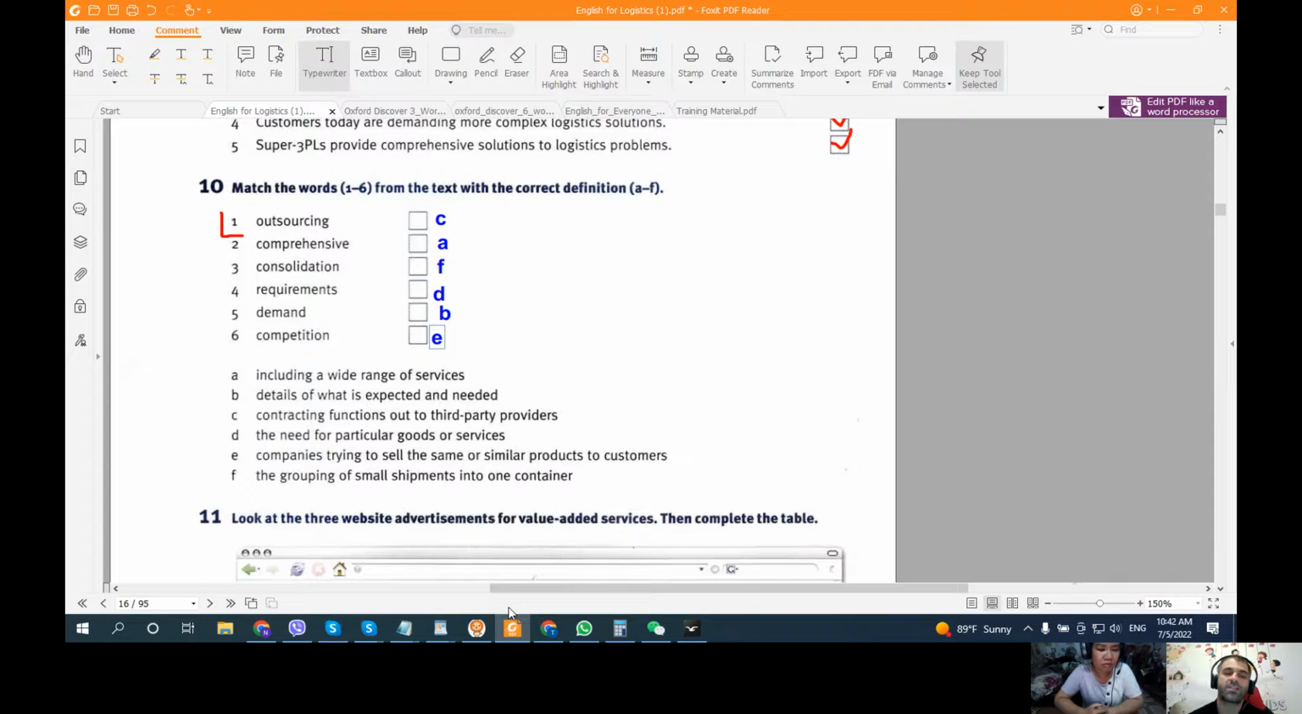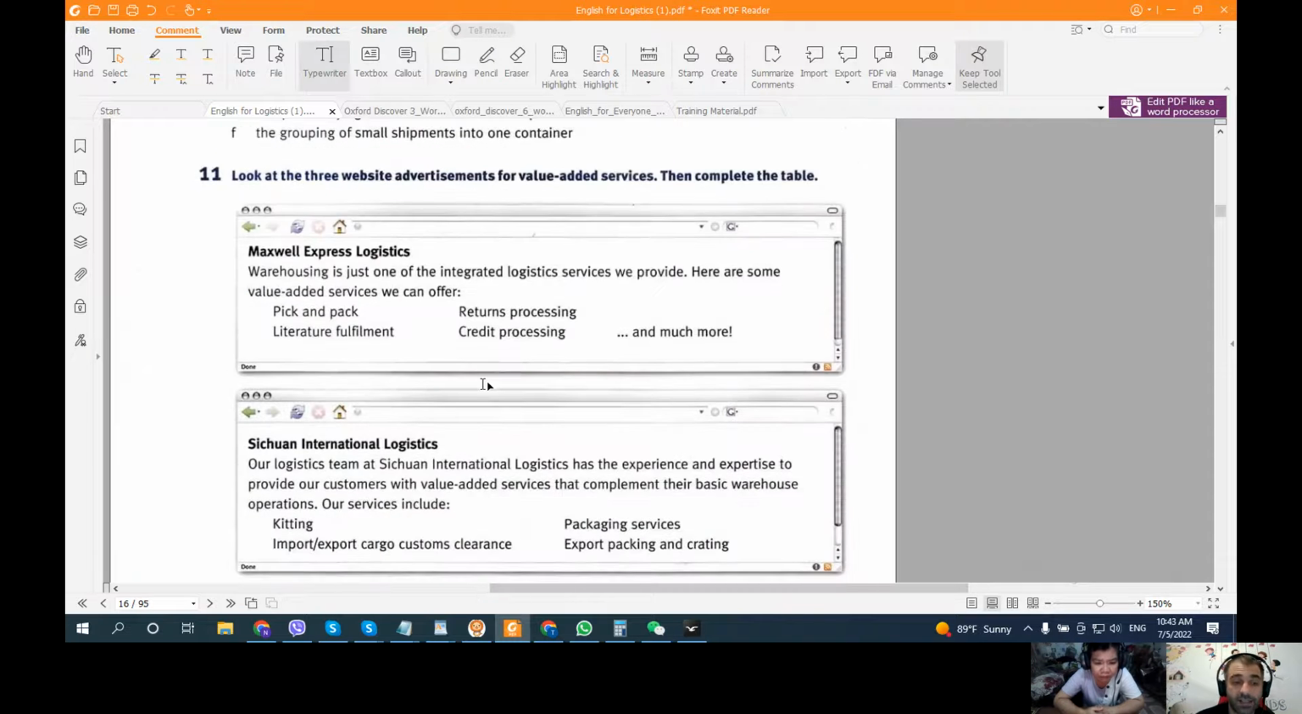Okay, very nice. At lower price. Okay, so this is something that, okay, very nice. And now let's see, we have here Maxwell Express Logistics. Warehousing is just one of the integrated logistics services we provide. So why is warehousing important in your opinion? Why are people using this kind of logistics warehouse? Why is that important in your opinion?